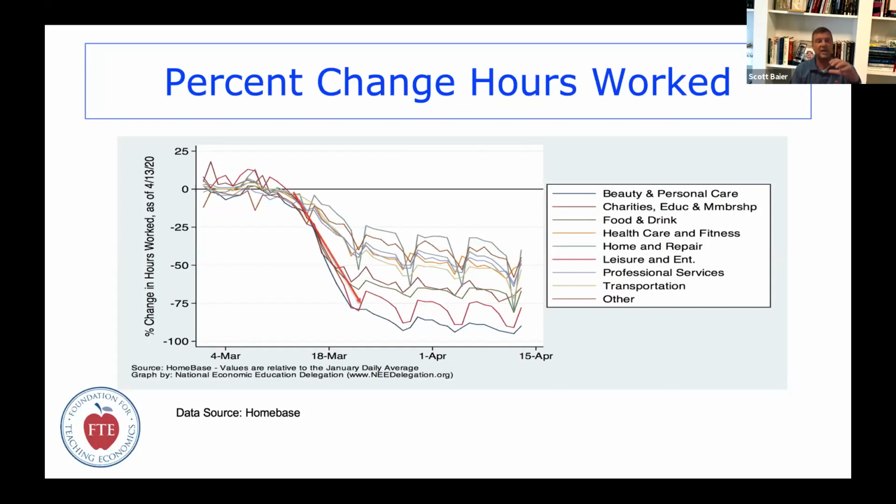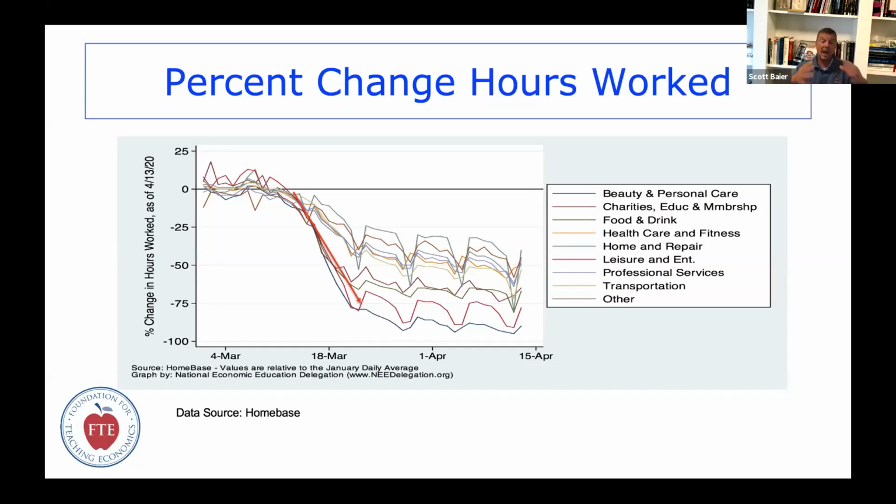And what we could see here clearly from mid-March to the end of March, there was a precipitous drop in hours worked in almost all of the service industries. So if you look at beauty and personal care, they were down almost 90%. Food and drink was down over 70%. Leisure and entertainment down nearly 70%.